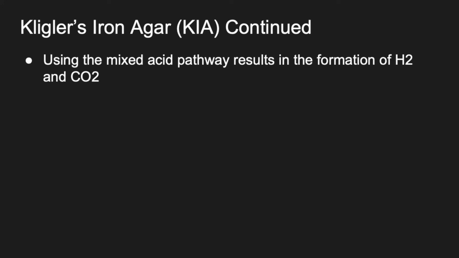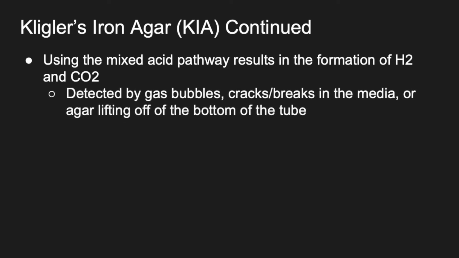Just some more about the KIA agar, the KIA test. When bacteria use the mixed acid pathway, it results in the formation of H2 and CO2. We detect the presence of H2 and CO2 by looking to see if there are any gas bubbles forming, if there are any cracks or breaks in the media, or if we see the agar itself lifting off from the bottom of the tube that the test is taking place in. All of these things tell us whether or not H2 and CO2 formed.